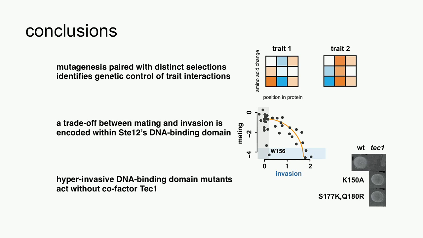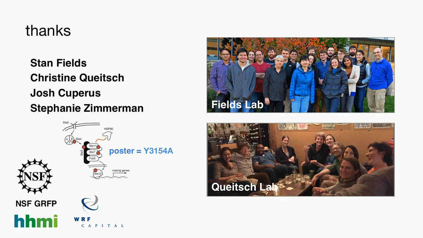So I've told you about this selection we can use to view this trait interaction through a set of small changes. There might be a trade-off in the domain, and some of these can act without TEC1. Sorry. Thanks.